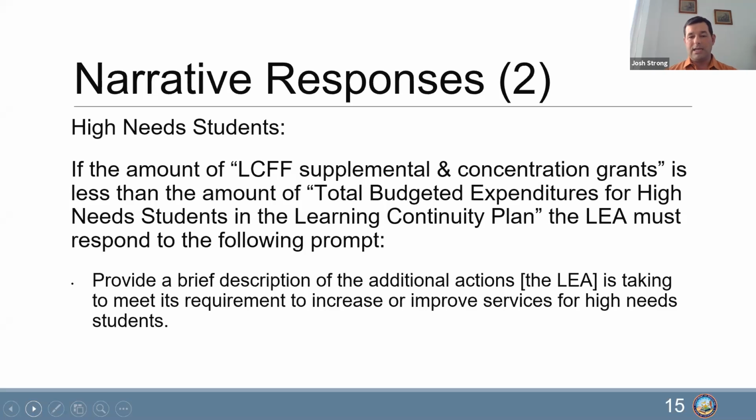So again, this is a prompt that some LEAs will be required to respond to, others will not. It's all based on the amount of funding the LEA has put in within the data input tab. And again, we'll look at that in a little bit.